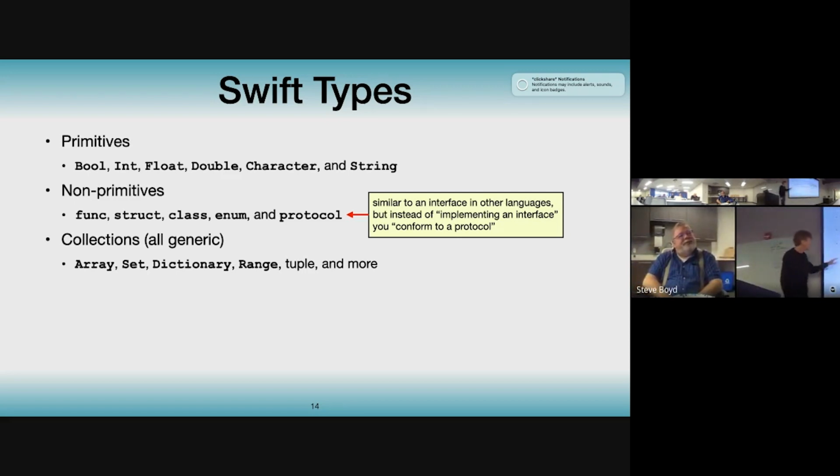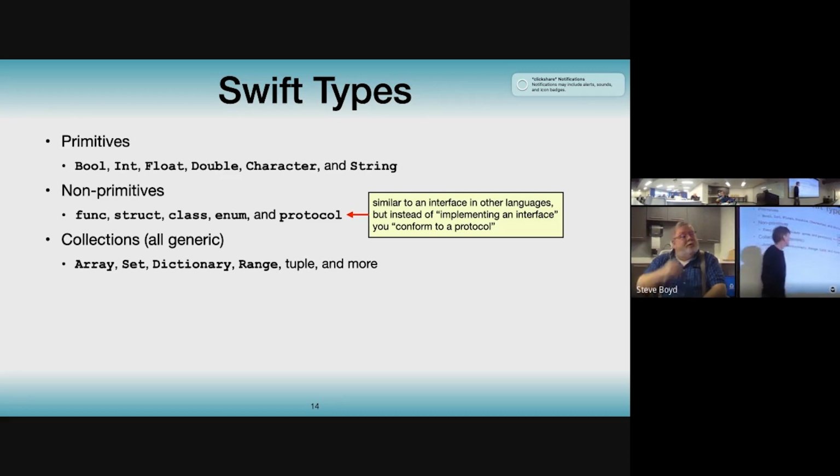There's lots of kinds of collections built in, the ones you would expect: arrays, sets. Dictionaries are like maps or hash maps in other languages. There's ranges, like ranges of characters or ranges of numbers. A tuple is not an actual type. There's not a name for it, but it's a concept that is supported in Swift, so you can have an ordered collection of things.